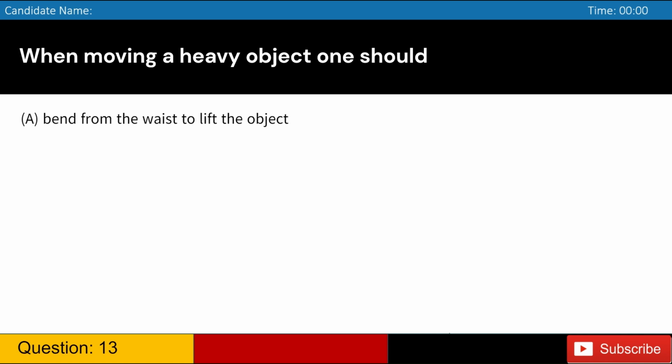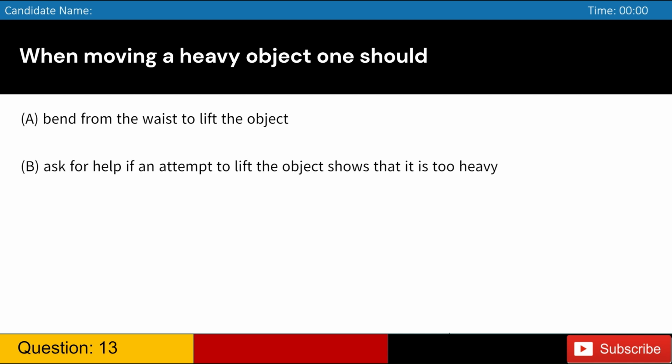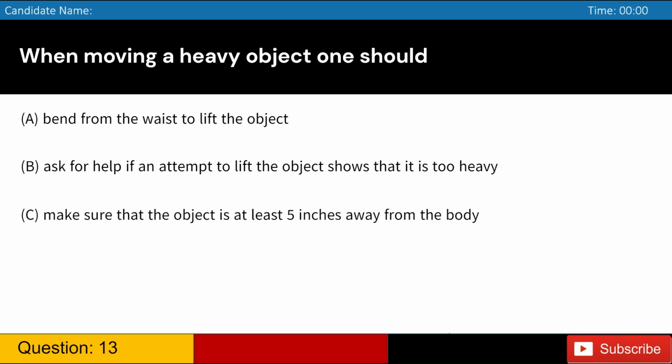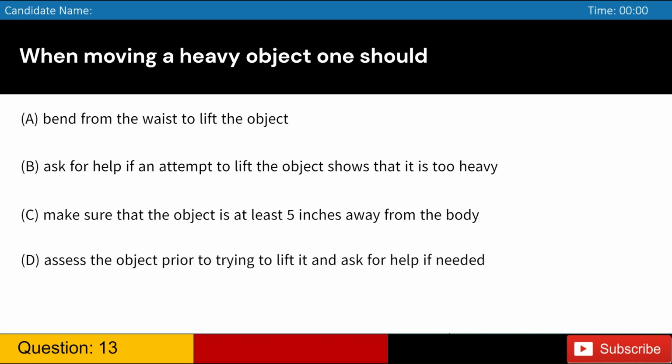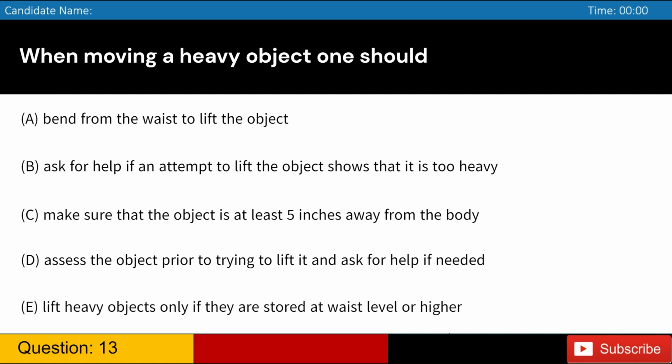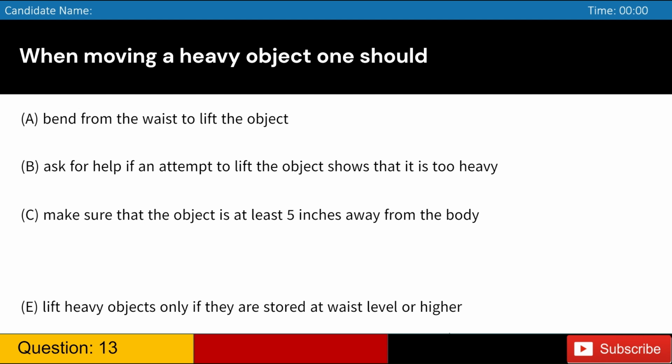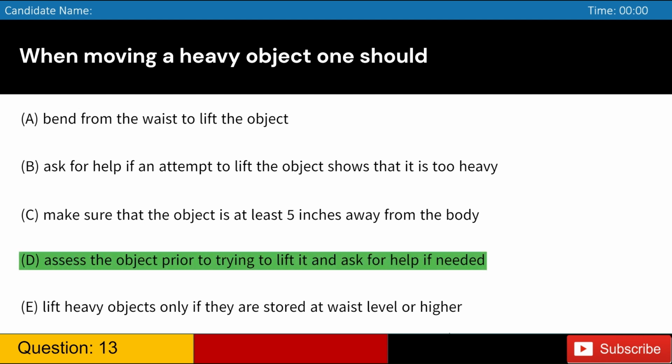Bend from the waist to lift the object. B. Ask for help if an attempt to lift the object shows that it is too heavy. C. Make sure that the object is at least 5 inches away from the body. D. Assess the object prior to trying to lift it and ask for help if needed. E. Lift heavy objects only if they are stored at waist level or higher. Answer: D. Assess the object prior to trying to lift it and ask for help if needed.